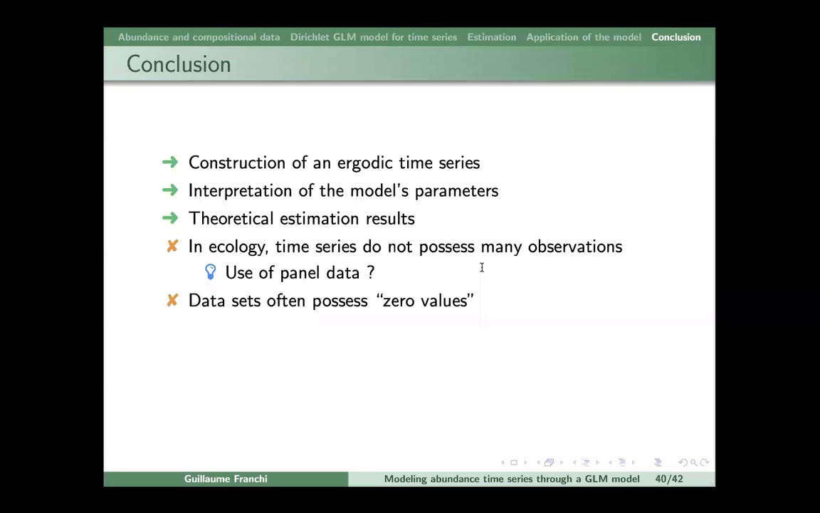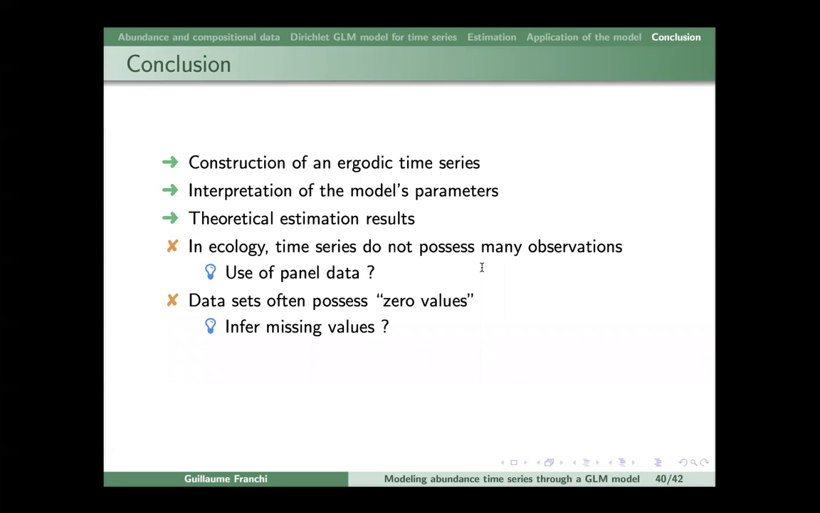Another problem that I did not mention previously is the problem of zero values in our data set. Because the Dirichlet distribution only allows positive values, and we cannot have zero values with the Dirichlet distribution. So it can be a problem with the real data set. You can have, I would say, true zero values, where at some time t the species is not present in the ecosystem. But you can also have false zero values, meaning that the species is present, it is here, but it is not observed by the scientist.